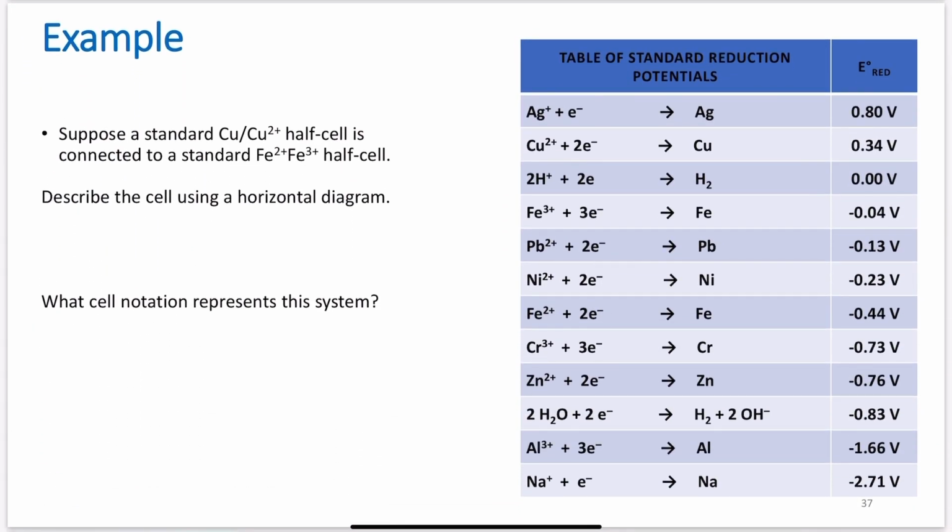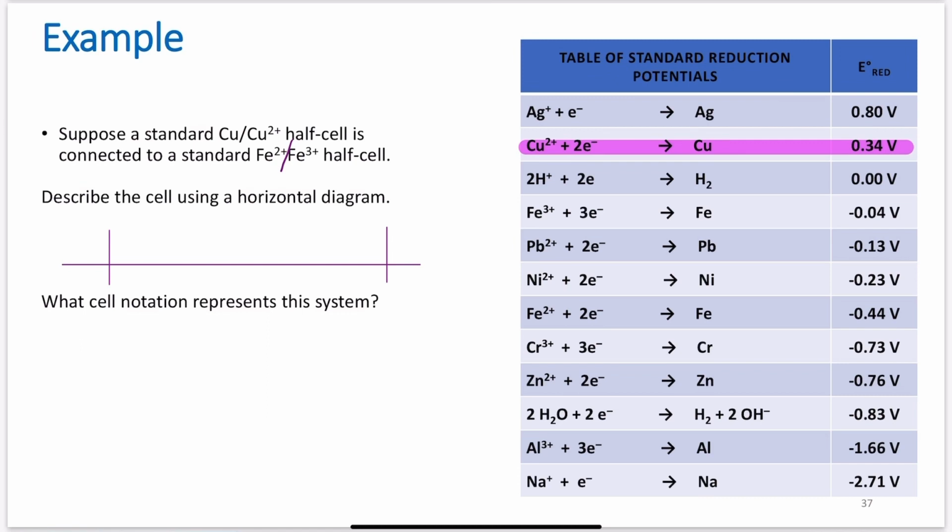How do we apply this? Suppose a standard copper 2 plus half cell is connected to a standard iron 2 plus, iron 3 plus half cell. There should be a dash in there. Describe the cell using a horizontal diagram. Got my diagram? Let's go ahead and find our species. We've got copper 2 plus, and we've got iron 3 plus, iron 2 plus.